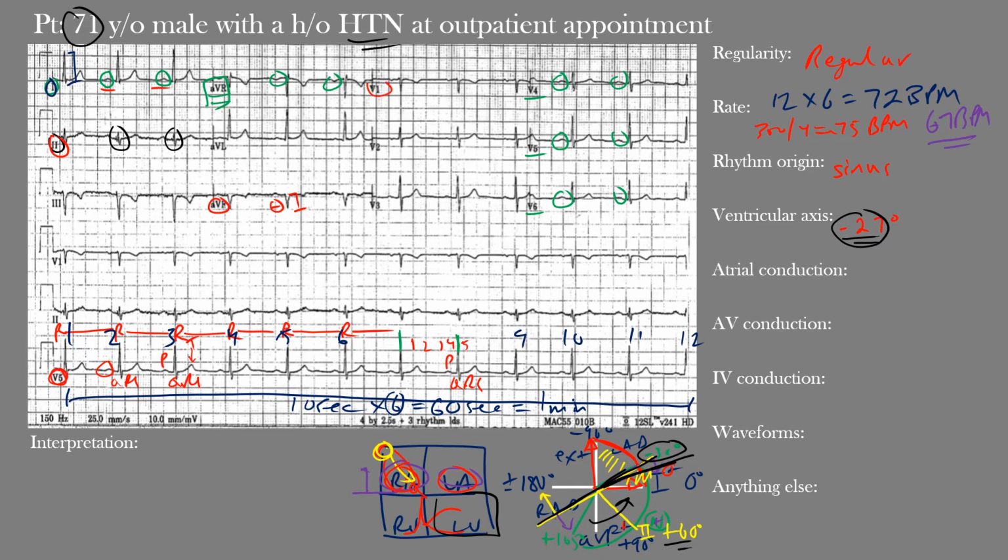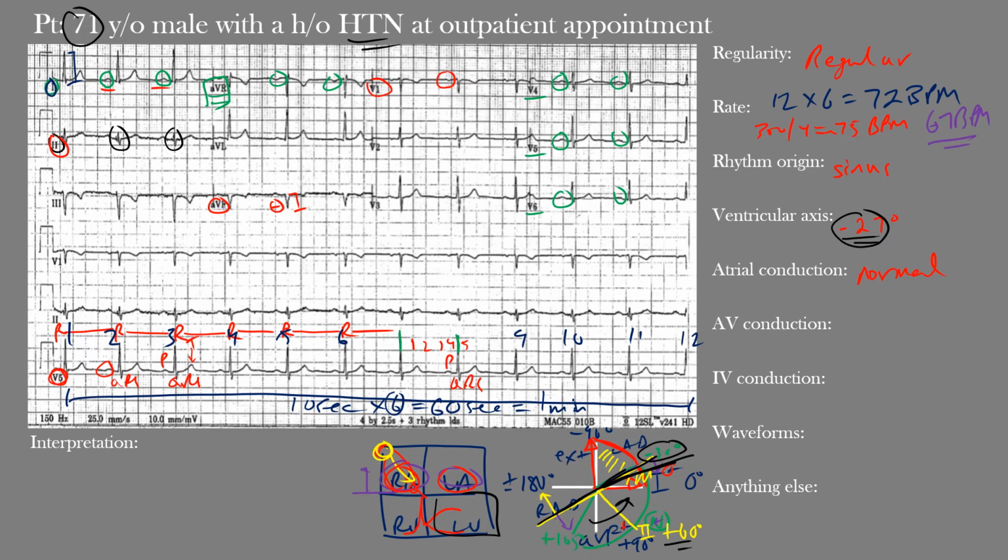And V1, which is like a short axis view of the atria, gives us a good idea of what's going on. You can see our biphasic P waves there are actually normal in this case. So in this case, atrial conduction is normal, with normal duration and normal amplitude of our P waves.